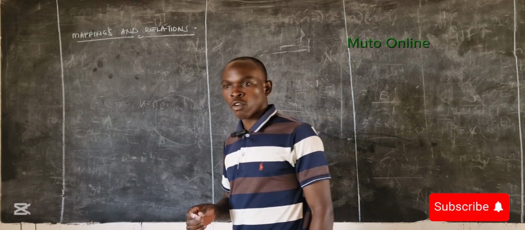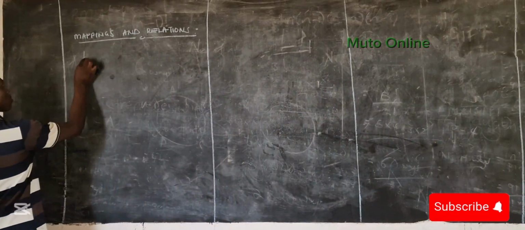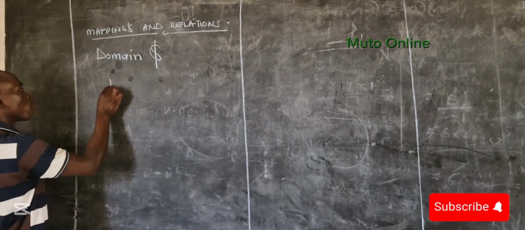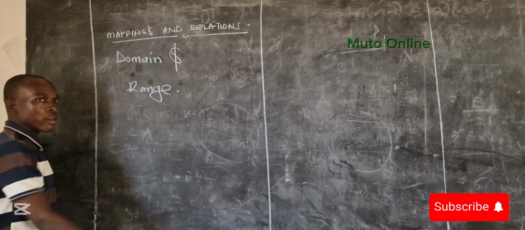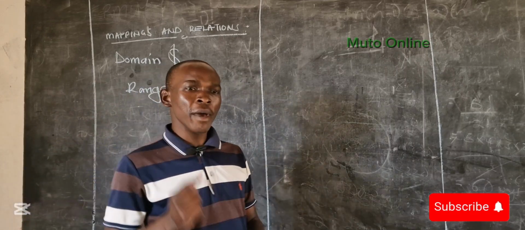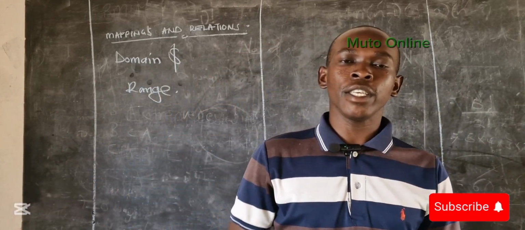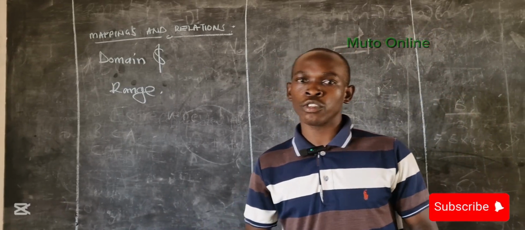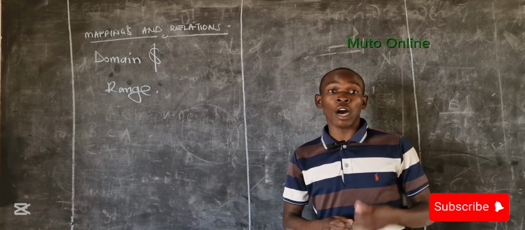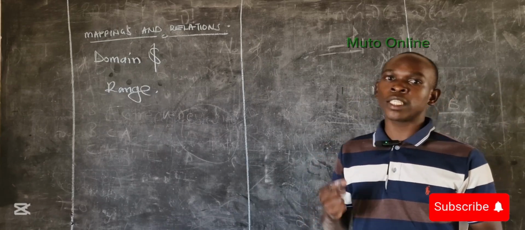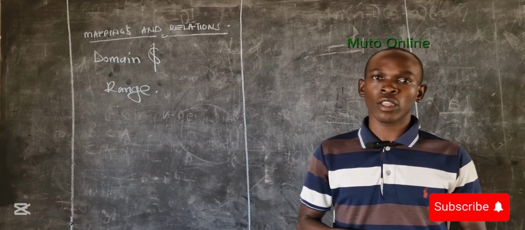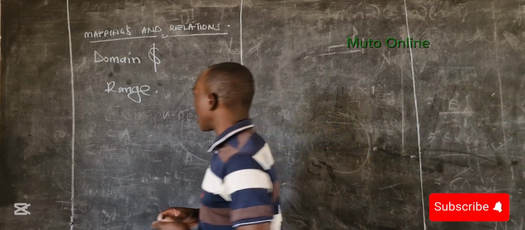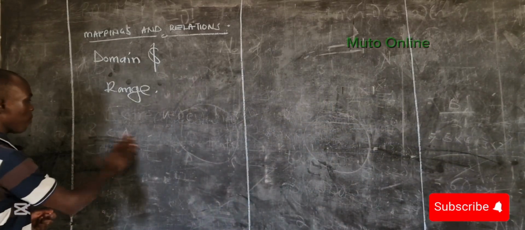We have what we call the domain, and then we have what we call the range. Now, the domain is the input values, or a representation of all the input values. Then the range is the output values. So basically, it is the domain that gives us the range. So much as these two sets have a connection, we can have an example here.